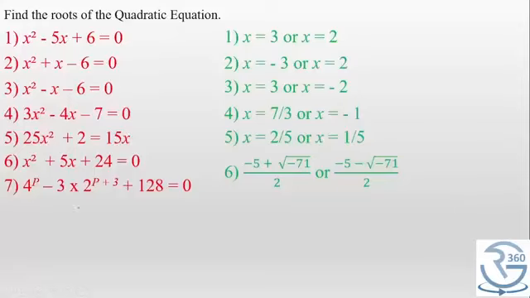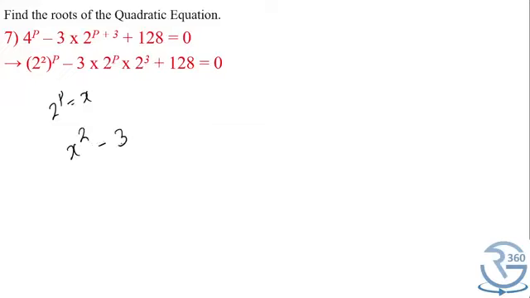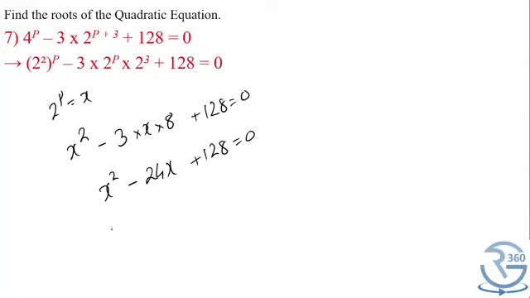So let's solve the final example. 4 raised to p minus 3 into 2 raised to p plus 3 plus 128 is equal to 0. Now I can see there is no x, so I am going to put the value of 2 raised to p as x. So this equation is nothing but x square minus 3 into x into 8 plus 128 is equal to 0, or x square minus 24x plus 128 is equal to 0.